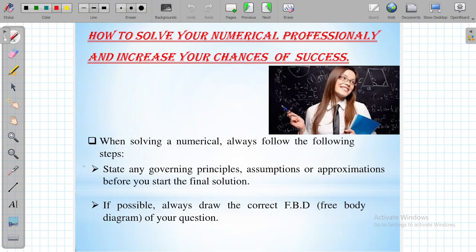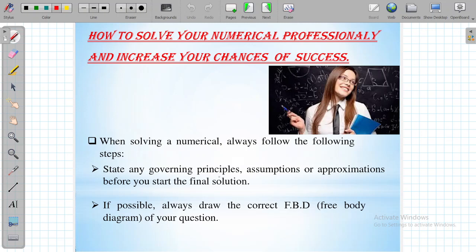So when solving a numerical, always follow the following steps. This is very important. When you solve any numerical, the most important point is that you have to select which governing principles the numerical will be based on, and what assumptions or approximations you will follow before the start of the final solution of your numerical.